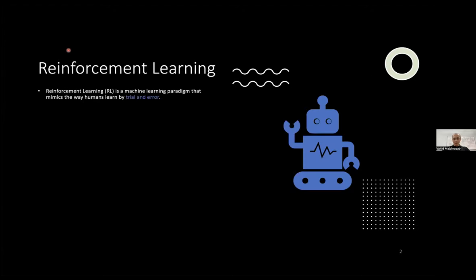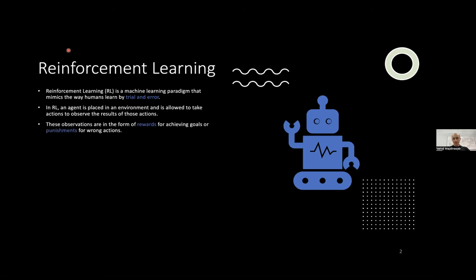Reinforcement learning is a machine learning paradigm that is based on mimicking how humans learn through trial and error. In reinforcement learning, you place your agent in an environment that is meant to simulate what your agent is going to work in, and you allow your agent to explore. The result of these explorations are observations that the agent makes as the result of the action that it takes in the environment. So a positive reward is given to the agent when it does something right, so when it's going in the direction of achieving its goal, or a negative reward or punishment is given to the agent when it does something wrong.